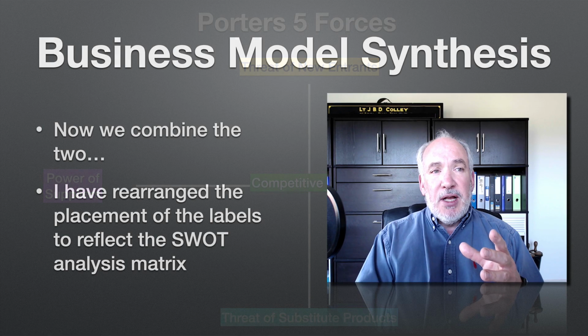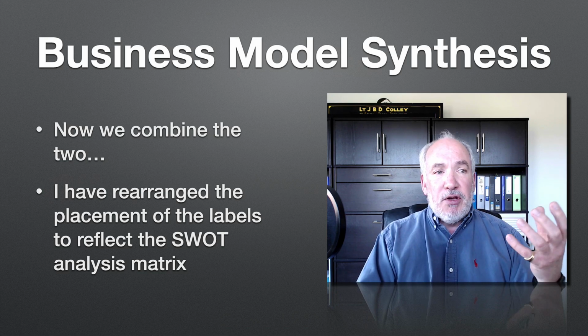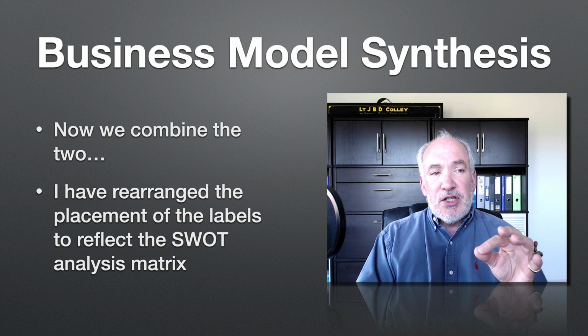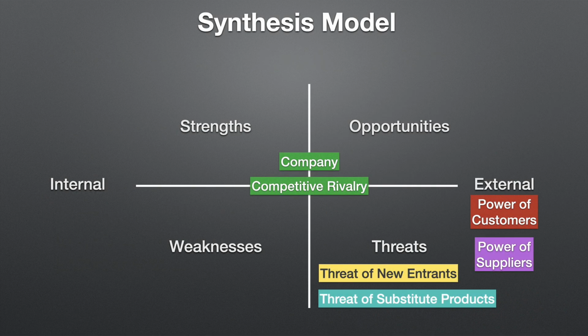Now what I've done is I've then looked to combine these with the original SWOT analysis, but I have rearranged the placement of the labels to reflect the SWOT analysis matrix. So you can see these are largely external factors. So we've got the power of customers and suppliers now on the right and the threat of new entrants and substitutes at the bottom. But these are all threats, and the competitive rivalry stays in the middle because I think it also reflects the strengths, weaknesses and opportunities the business has. So I think you need to keep that there. But the other 4 factors are essentially evaluating threats to the company, which is why I've put them there.